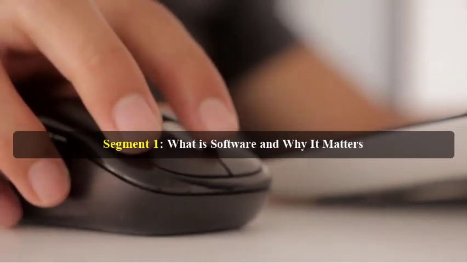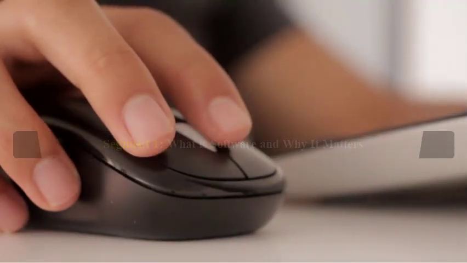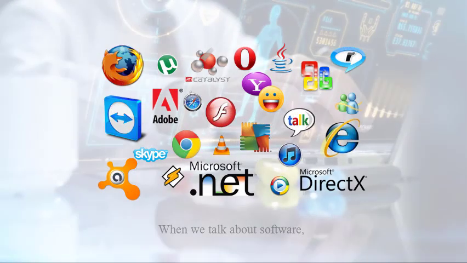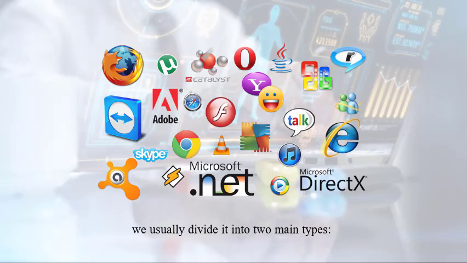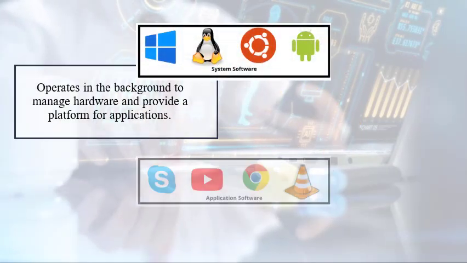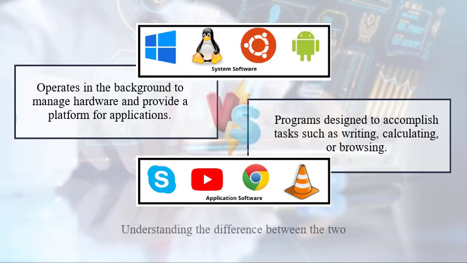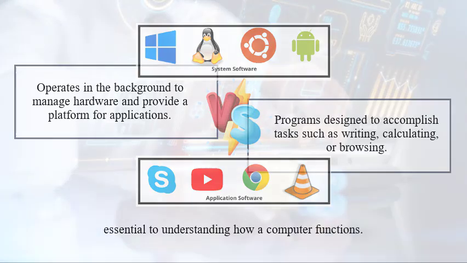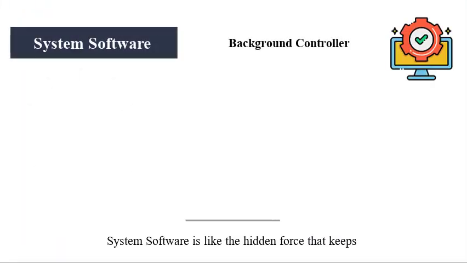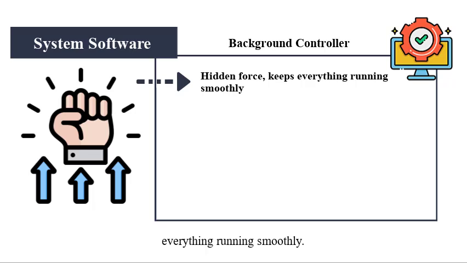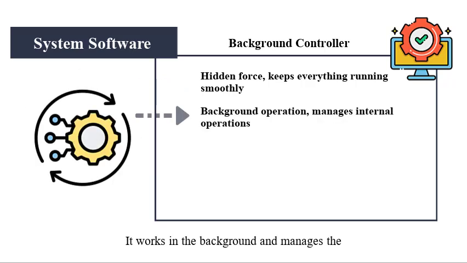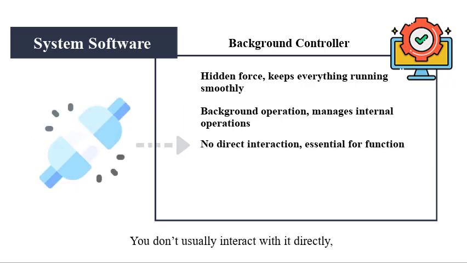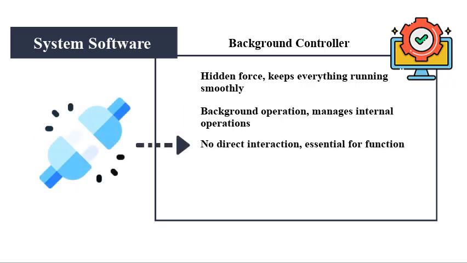Segment 1. What is software and why it matters? When we talk about software, we usually divide it into two main types: system software and application software. Understanding the difference between the two is essential to understanding how a computer functions. System software is like the hidden force that keeps everything running smoothly. It works in the background and manages the internal operations of your computer. You don't usually interact with it directly, but without it, nothing else would function.